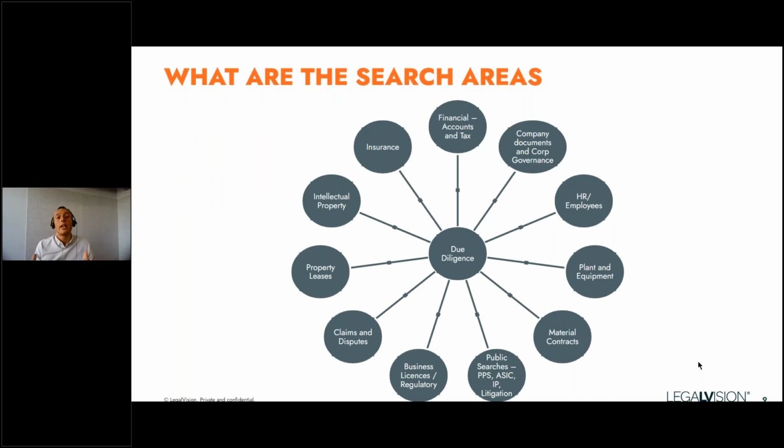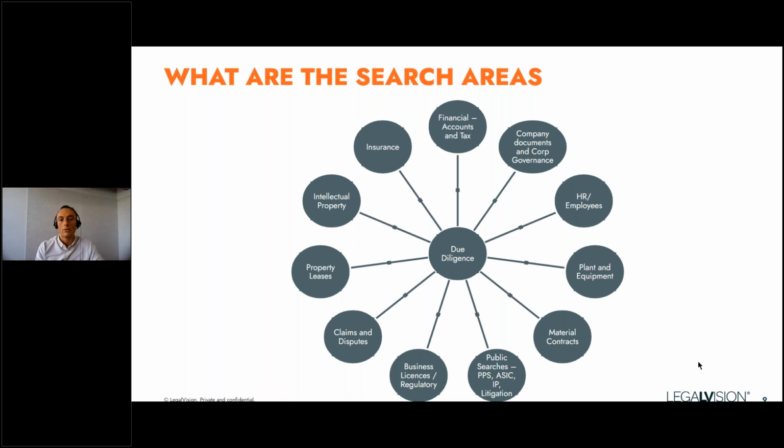In the next slide, we set out the main search areas you as a buyer are looking at when auditing the target company and target business, and it obviously goes across quite a number of areas. So looking through corporate governance documents, looking through employee records, inspecting potentially plant and equipment, going through material contracts, going through litigation and searches that are available on public sites such as the PPS, ASIC searches, bankruptcy searches, litigation searches, etc.